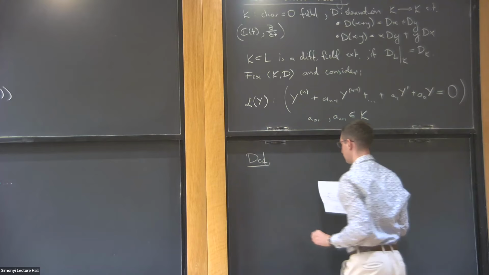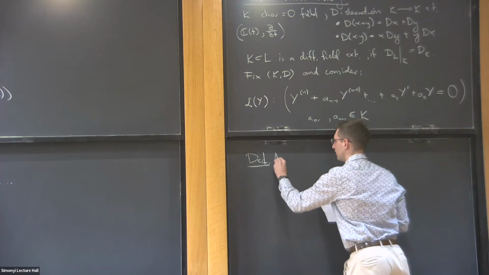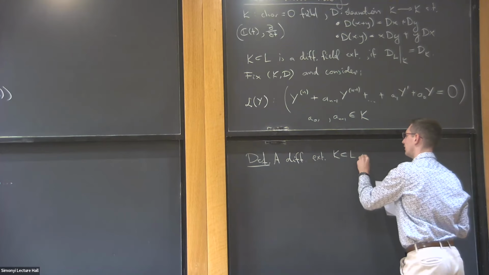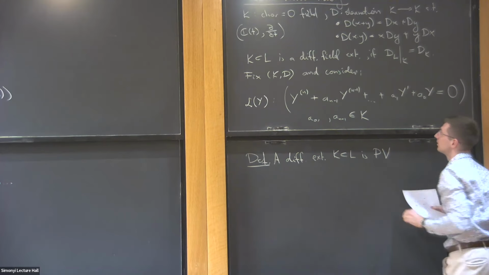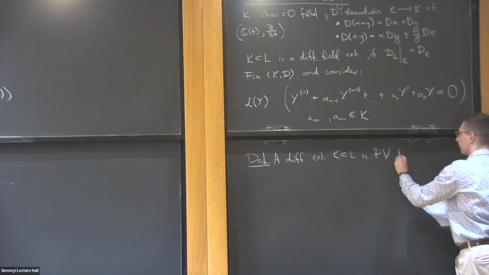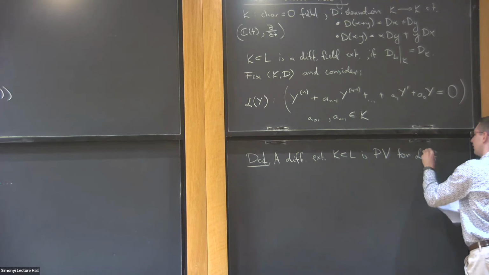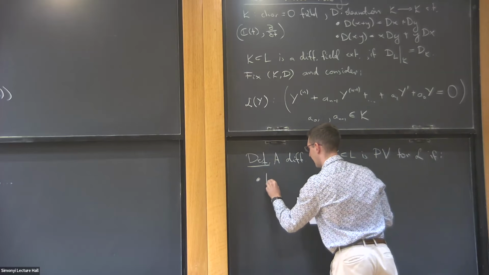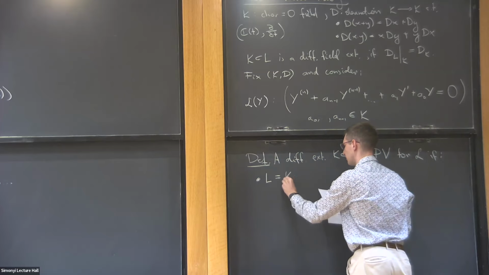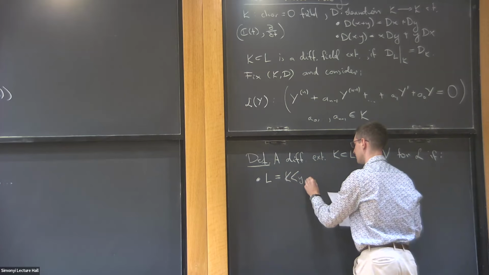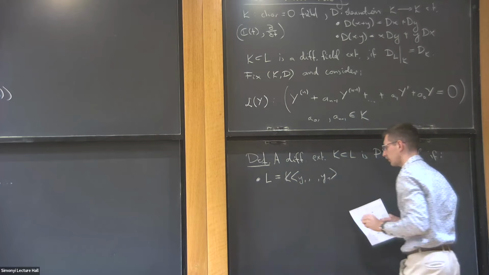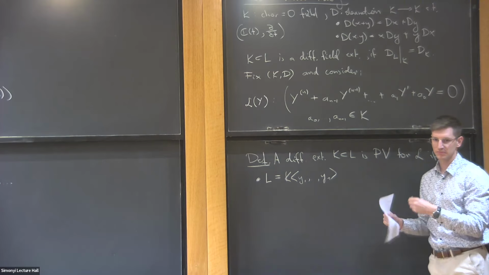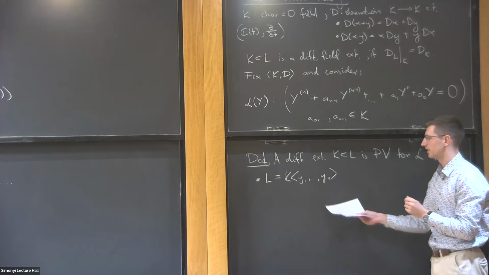So now I can define what a Picard-Vessiot extension is. A differential extension K to L is PV, Picard-Vessiot, for the equation L if the following holds. First of all, L is generated as a differential field, so I will write it in this form. This means that I can do polynomial operations, division, but also apply derivatives.